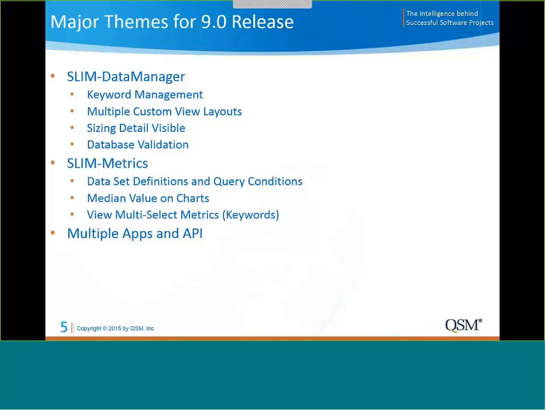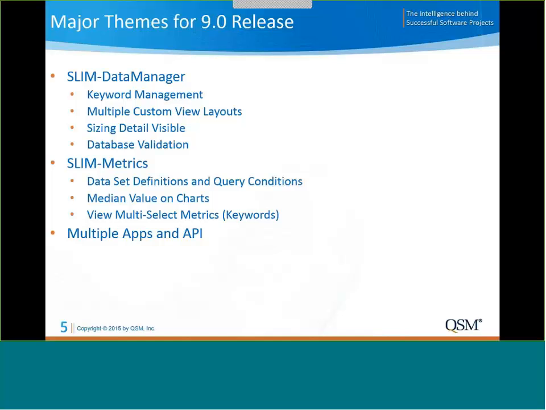In SLIM Metrics, we've expanded the ability to see what kind of data set definitions we have and where they are and how they might be used within our analysis and the query conditions that support those. Now we can put median values as opposed to just, let's say, a statistical average. We can put the median value on charts.